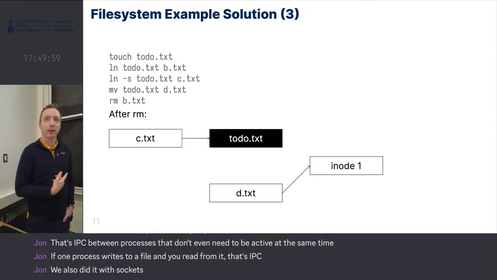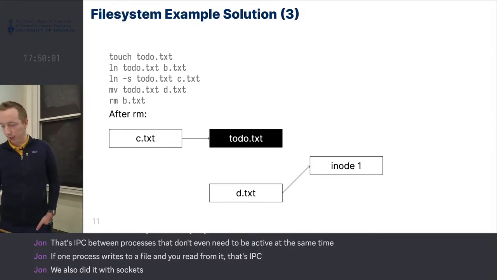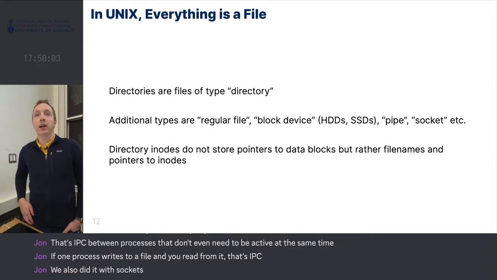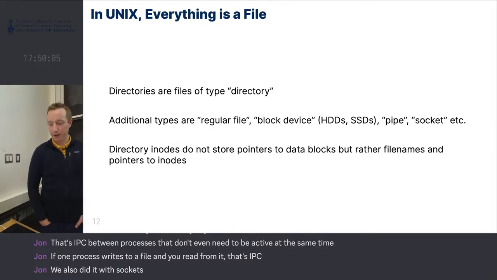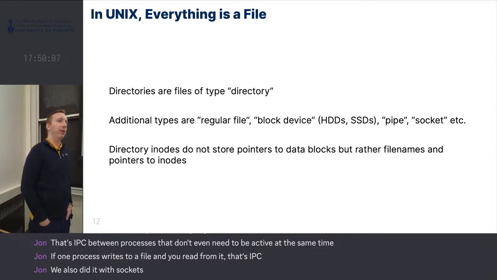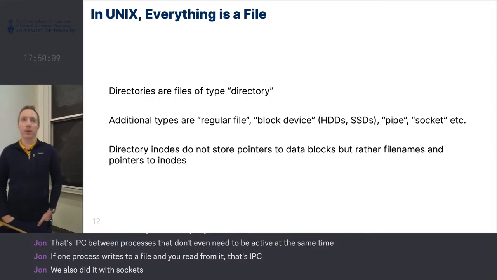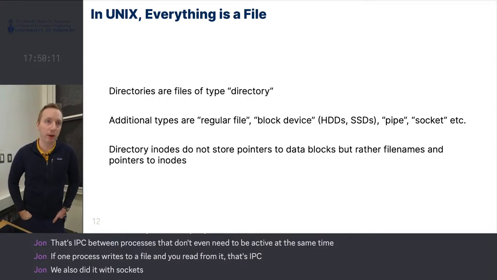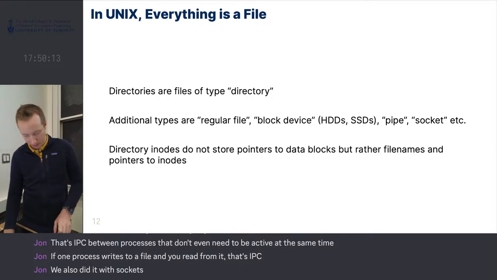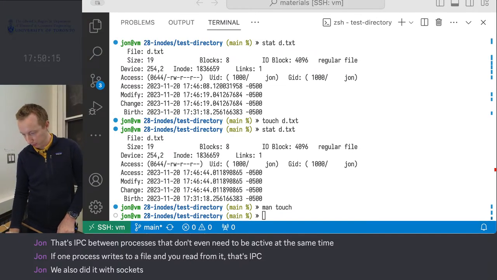All right. In Unix, everything's a file. So even directories are types of files. The only thing special about a directory is, well, we can go back and see what's special.